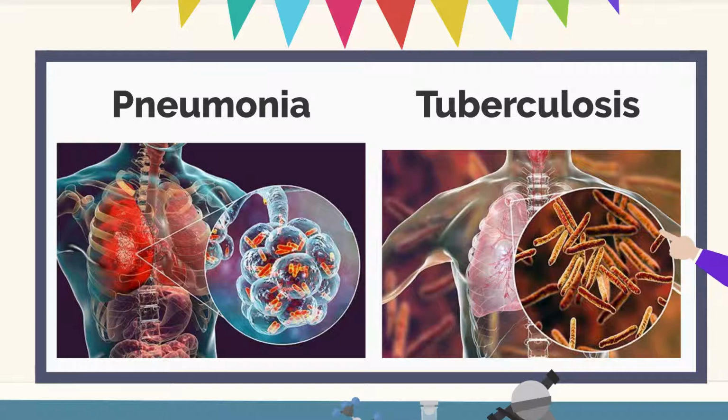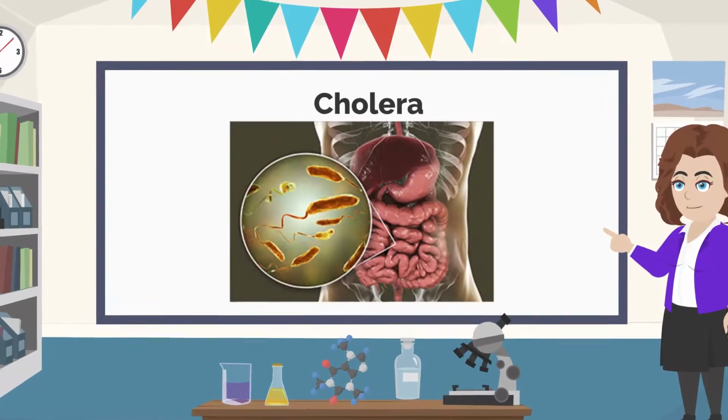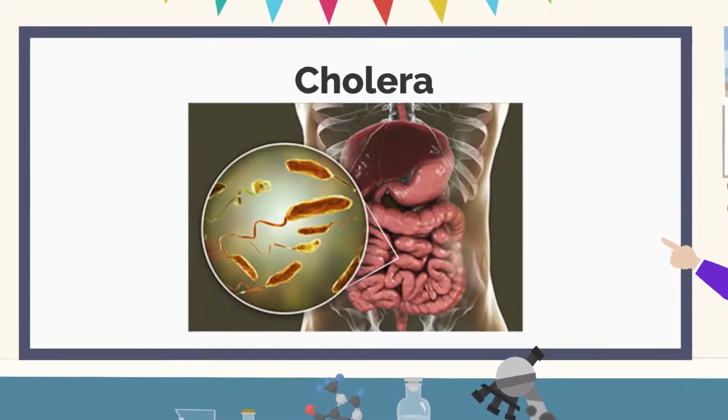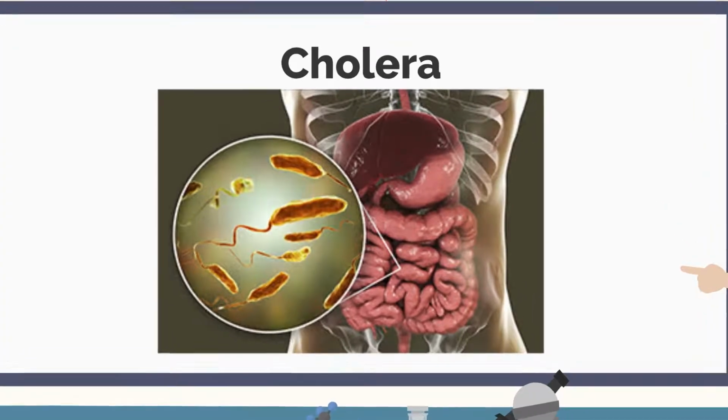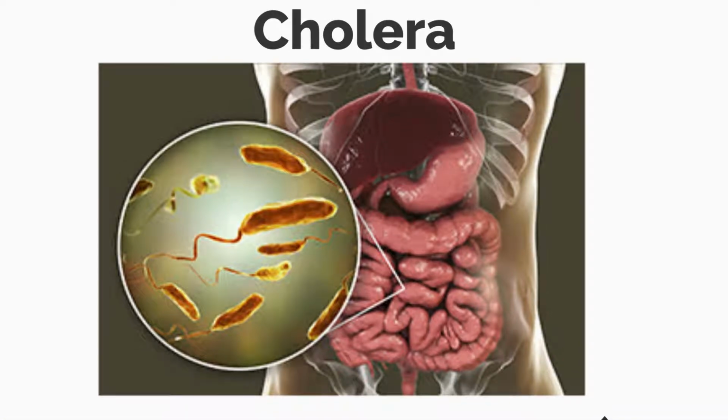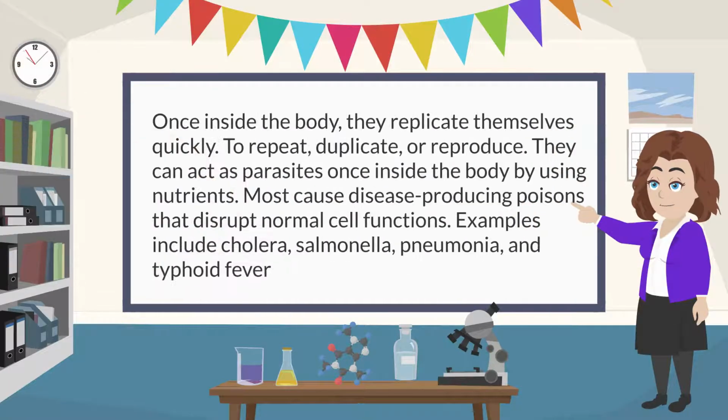Cholera is an acute diarrheal illness caused by infection of the intestine with Vibrio cholerae bacteria. People can get sick when they swallow food or water contaminated with cholera bacteria. The infection is often mild or without symptoms, but can sometimes be severe and life-threatening. Once inside the body, they replicate themselves quickly. To replicate: to repeat, duplicate, or reproduce. They can act as parasites once inside the body by using nutrients. Most cause disease-producing poisons that disrupt normal cell functions. Examples include cholera, salmonella, pneumonia, and typhoid fever.